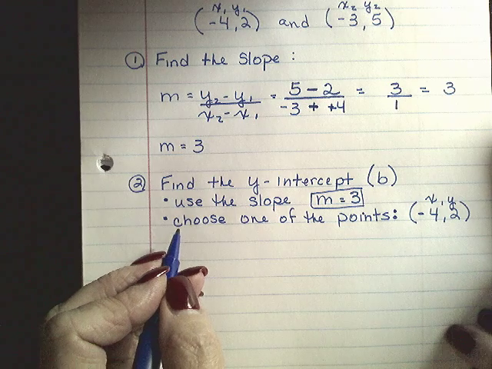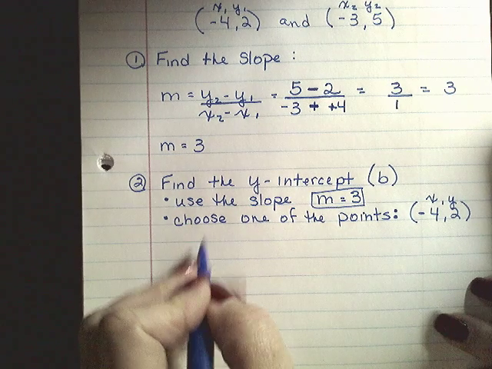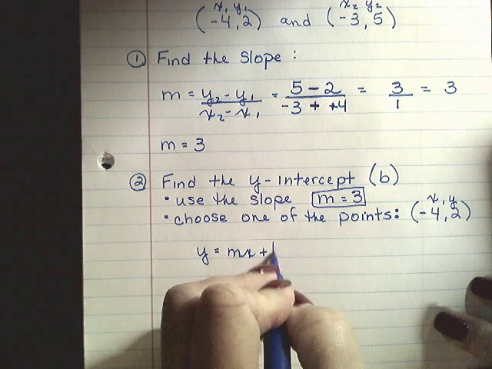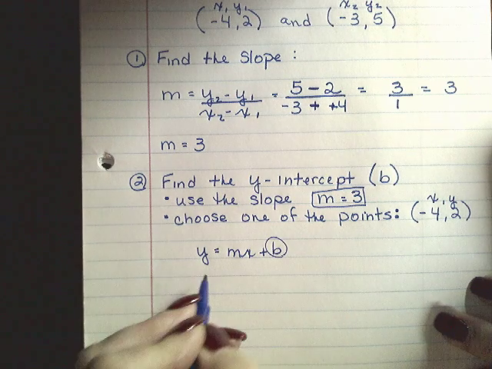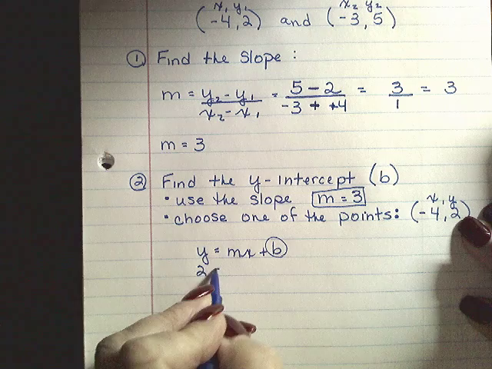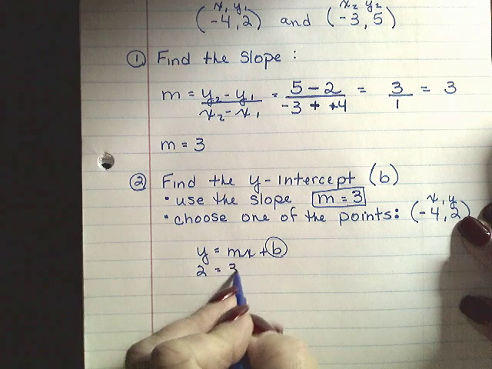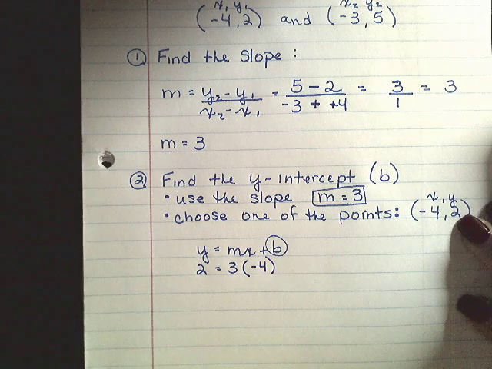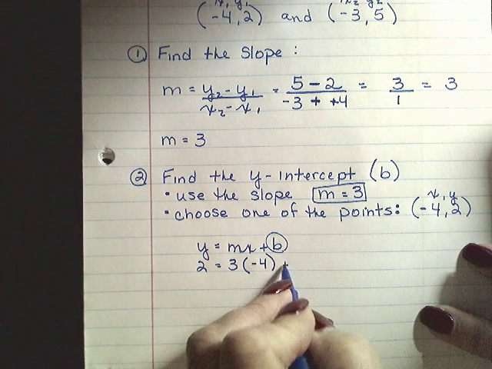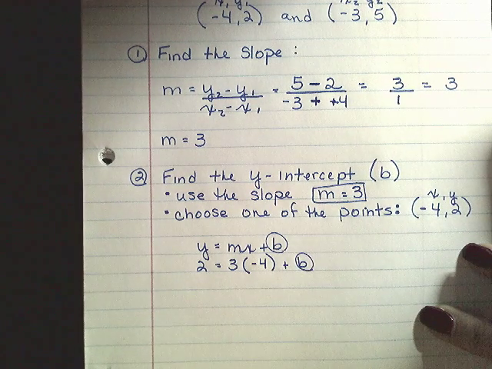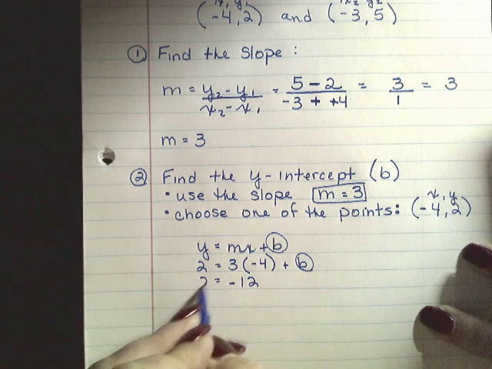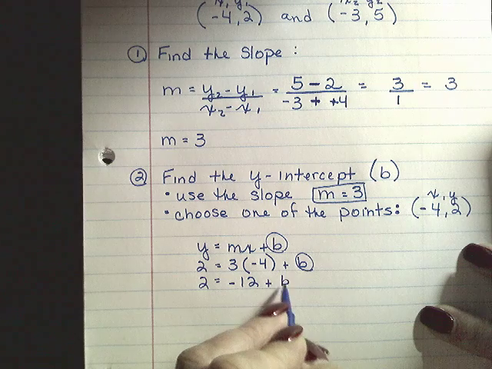All right, so now we're going to substitute just like we did previously. y equals mx plus b. I'm looking for b. My y is 2. My slope is 3. And my x is -4 plus b. 3 times -4 is -12. 2 equals -12 plus b.